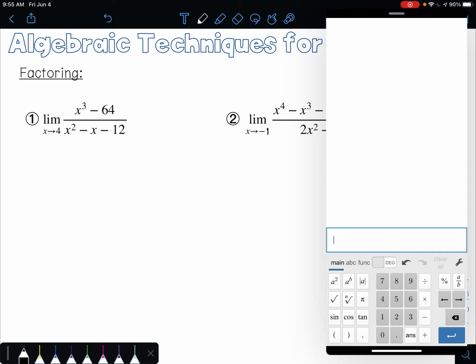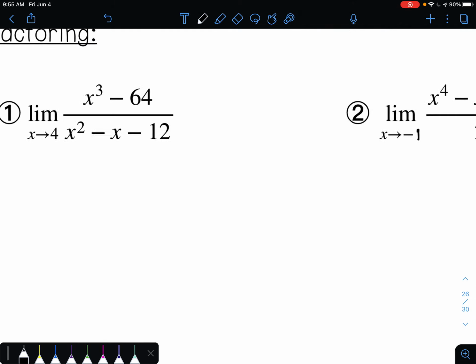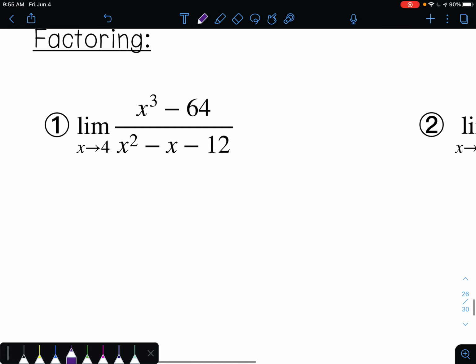So the first thing we're always going to do is check to see if we can't substitute, which I'm going to tell you we can't because I wrote these problems specifically so you couldn't, but we're going to check anyway, right? We could do this by hand for this one. We don't need a calculator, right? So if I plug in, 4 cubed minus 64 is 0, because 4 cubed is 64, so 64 minus 64 is 0. If I plug into the bottom, I get 4 squared is 16 minus 4 minus 12. Okay, that's also going to give me a 0.